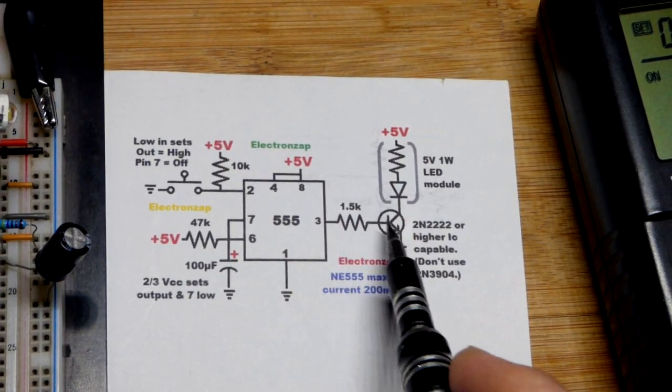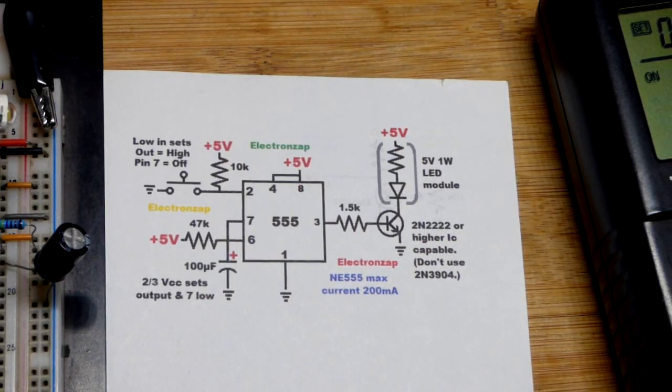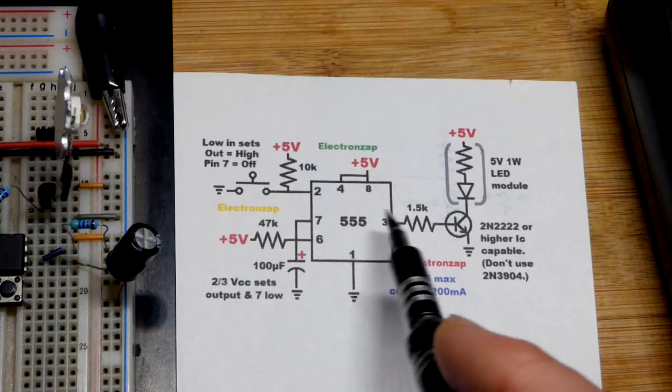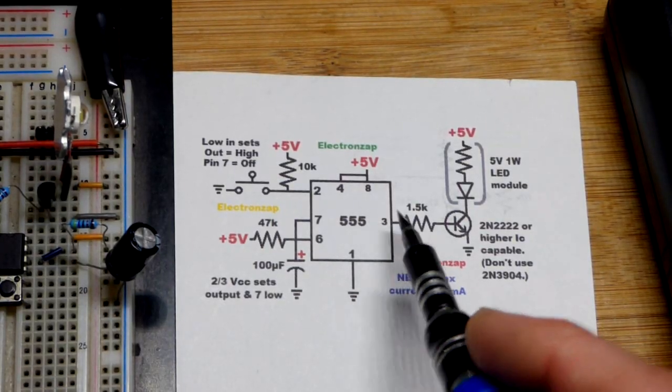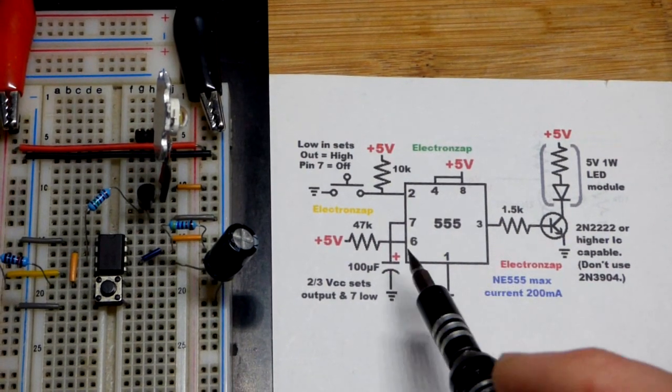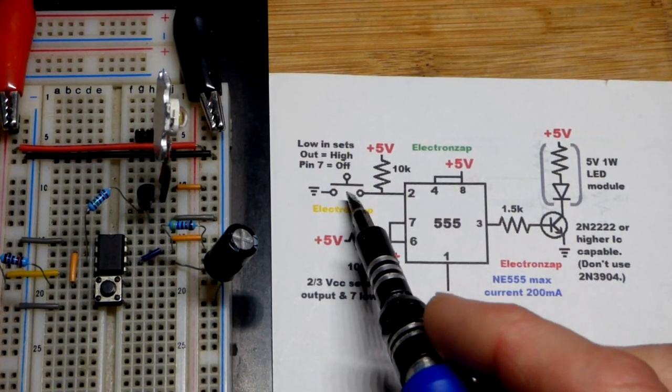We've got a 1.5K resistor limiting the base to emitter current from the 555, which also has a limit of 200 milliamps of current. You don't want to push everything to its max current. That's why we're switching it with the transistor, but using the 555 to control the transistor.